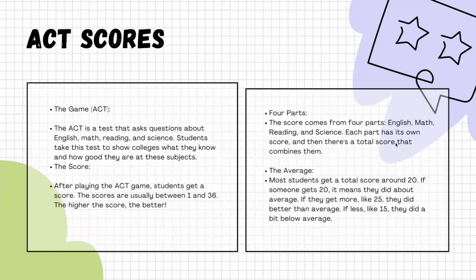The score comes from 4 parts: English, math, reading, and science. Each part has its own score, and then there's a total score that combines them. Most students get a total score of around 20. If someone gets a 20, it means that they did about average. If they get more, like 25, they did a bit better than average. And if less, like 15, they did a bit below average.